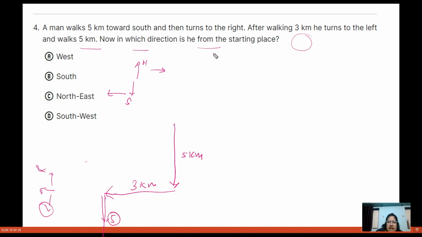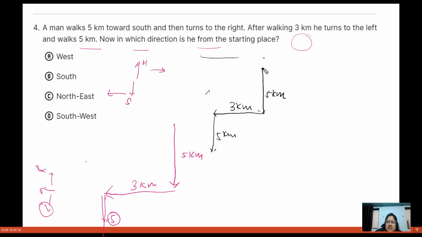Now, in which direction is he from his starting place? Okay, let's start from here. In the question, it is said that a man walks 5 kilometers towards the south and then turns to right. We know that our right is this direction. To the right, he is walking 3 kilometers and then he turns to his left. So right is this side, so left will be this side, and he is walking 5 kilometers here as well. Now, in which direction is he from his starting place?